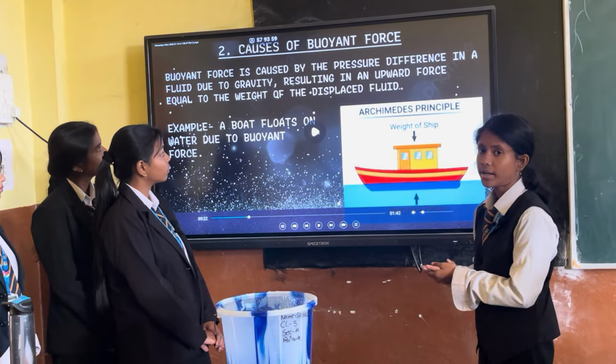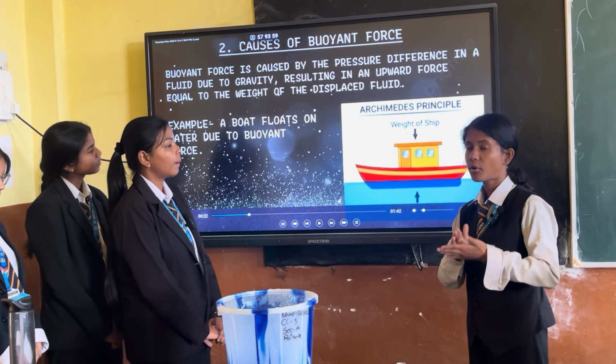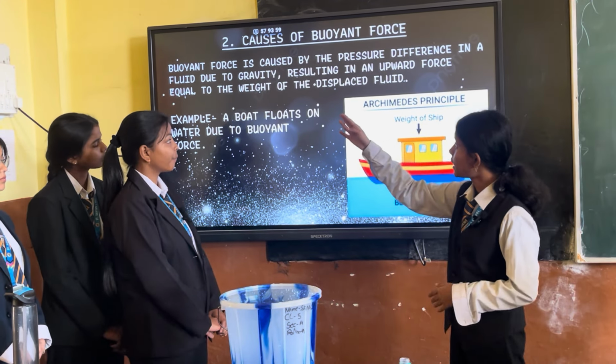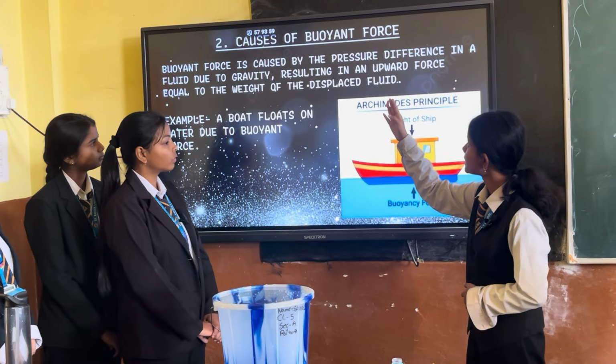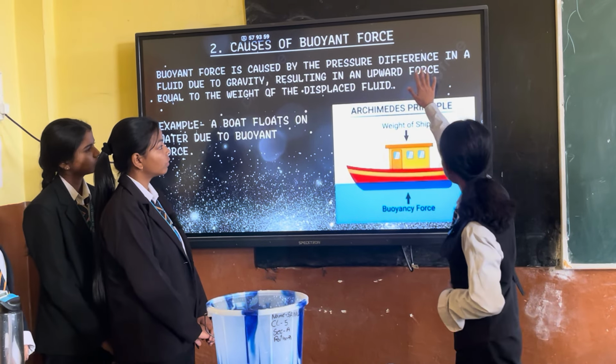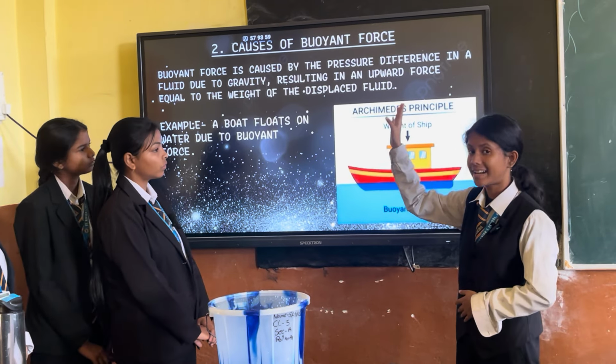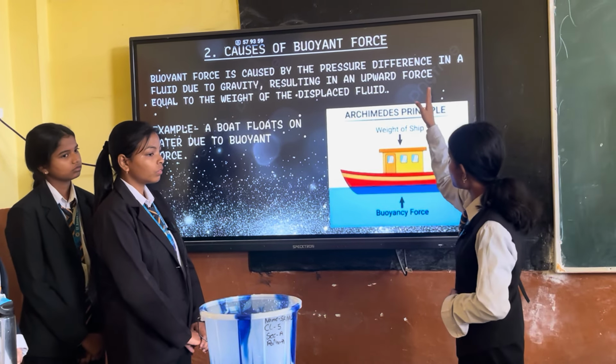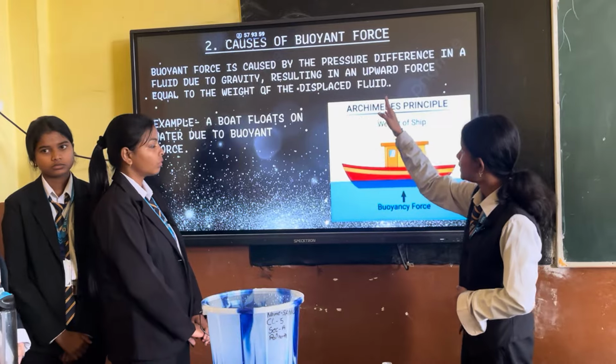Then what are the causes for buoyant force? Why does buoyant force occur? So buoyant force, here it is written, is caused by the pressure difference. Okay, we'll mark here pressure difference in a fluid due to gravity, resulting in an upward force equal to the weight of the displaced fluid.